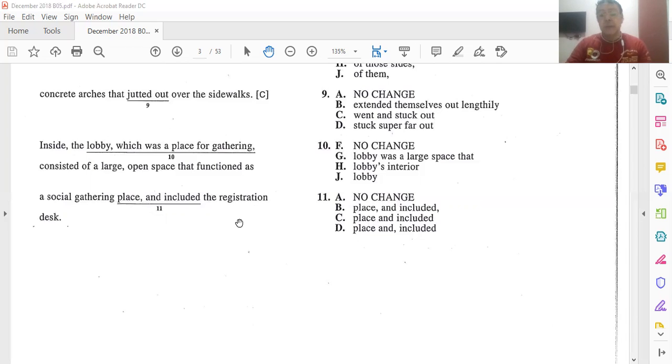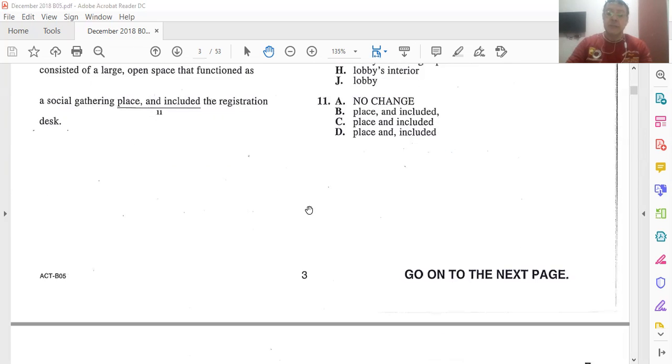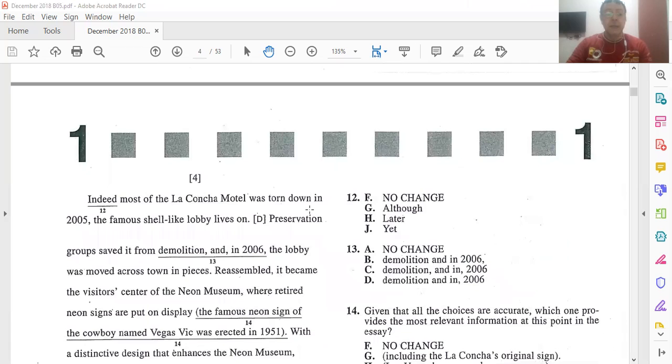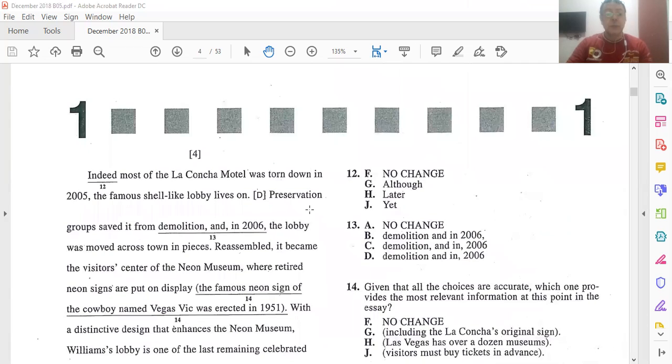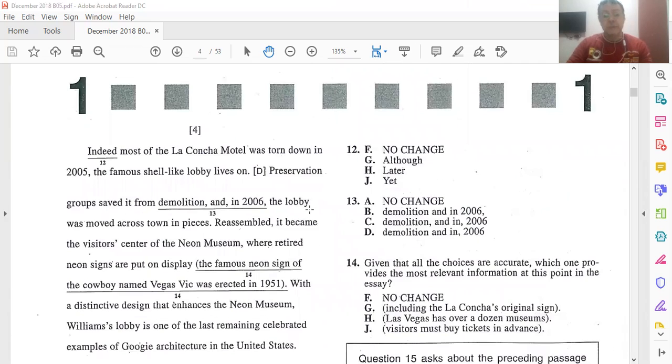Here, if we say no change, we should have a complete and independent clause after "and," comma "and," which is not the case here. So the best way to answer that and to be grammatically correct is C. Okay, let's now move to number 12.